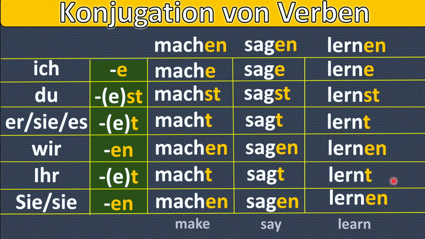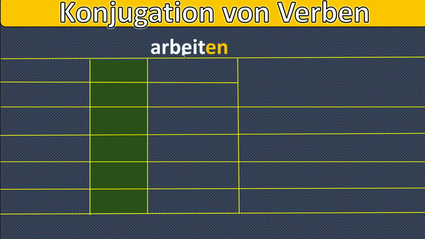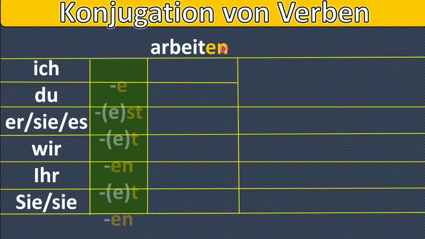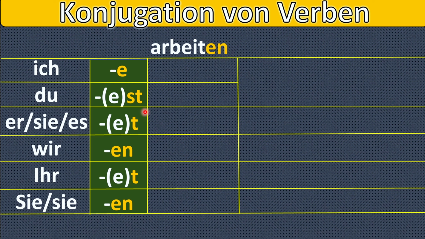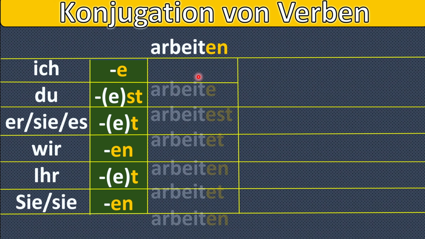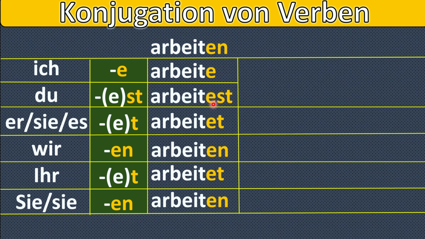Now, look at this verb. Arbeiten. To work. These are the endings. Ich arbeite, du arbeitest, er, sie, es arbeitet, wir arbeiten, ihr arbeitet, sie arbeiten. Why so? Why du arbeitest, er, sie, es arbeitet?